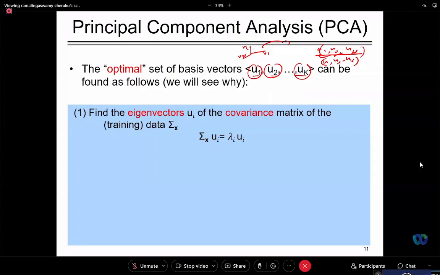Let's see in principal component analysis what the idea behind this is. The idea for generating U1, U2, UK is that in principal component analysis, these new basis vectors are called principal components, and they lie in the direction in which there is maximum data variance.